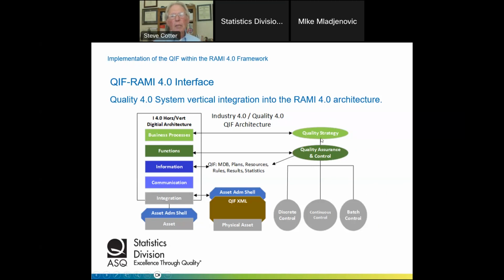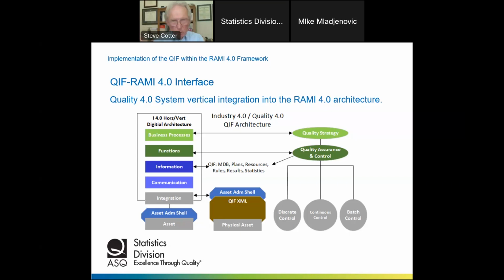Quality strategy comes from quality planning, quality assurance control is quality engineering, where we develop the QIF MDB plans, resources, rules. That's integrated into the functions and into the RAMI 4.0 information layer. And QIF manages the digital twin quality thread or digital twin thread. RAMI 4.0 does not have the quality workflow thread that QIF has. So integration of that within the RAMI 4.0 architecture gives us the workflow thread and then the link back to the RAMI 4.0 communications layer through the AAS, resolving a number of interoperability issues. And that allows QIF to manage the digital quality thread, and RAMI 4.0, on the other hand, manages the horizontal vertical integration, which really was not designed into the QIF.